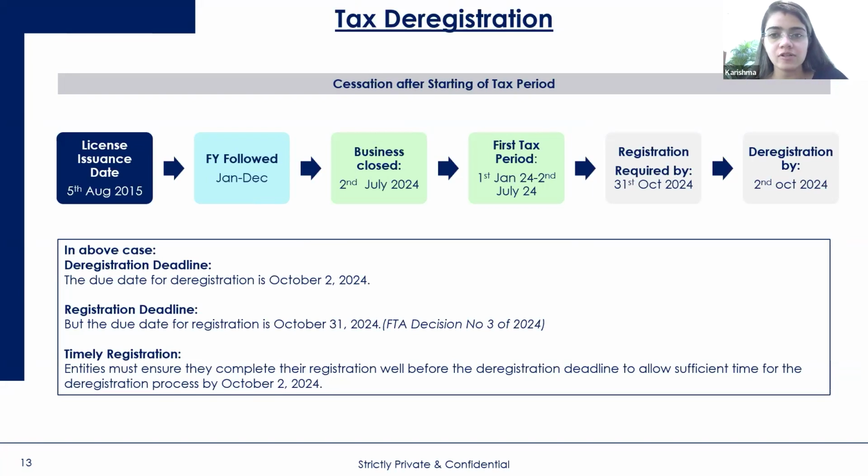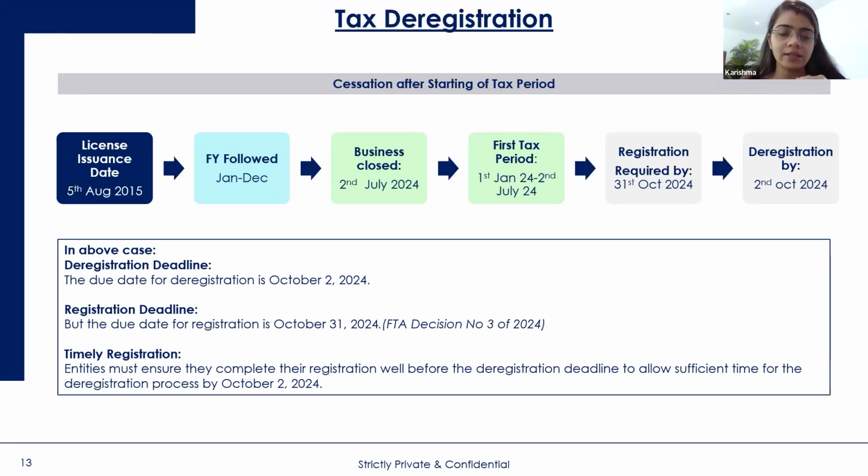Do we register first? Do we deregister first? In fact, we have the deadline for registration by 31st October, as in your case, as you are saying, it is 30th September. But as we are already into the first corporate tax period, of course, we'll first have to deregister, unless we have all the documents for the deregistration, and post that we apply for the deregistration.